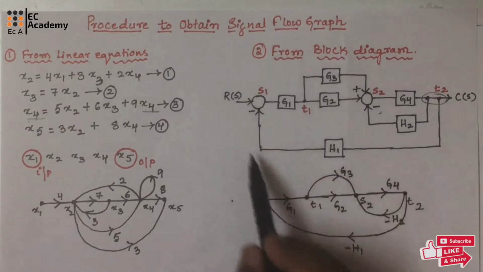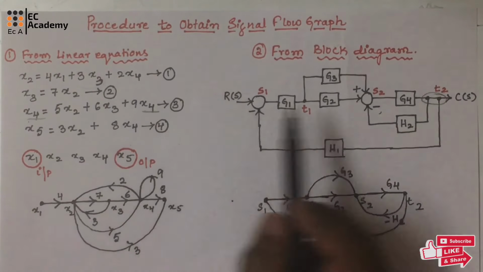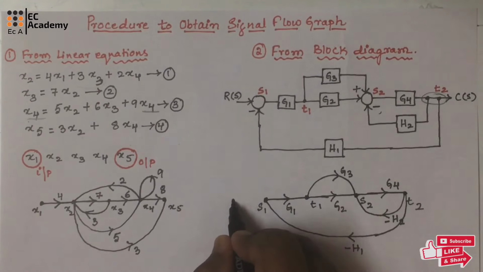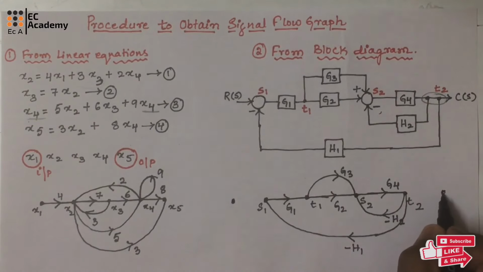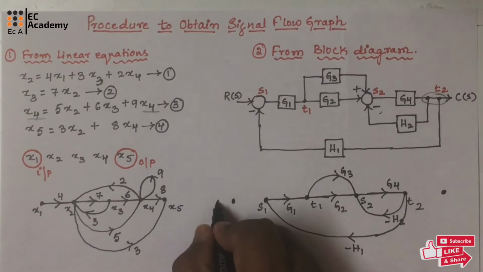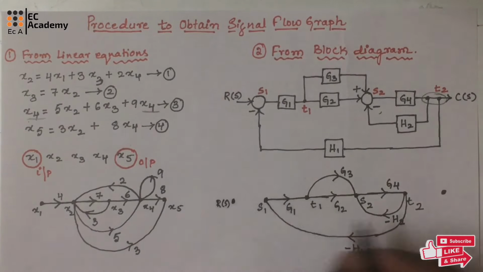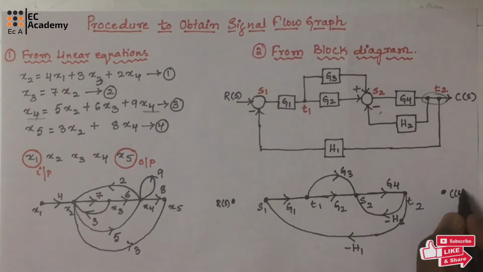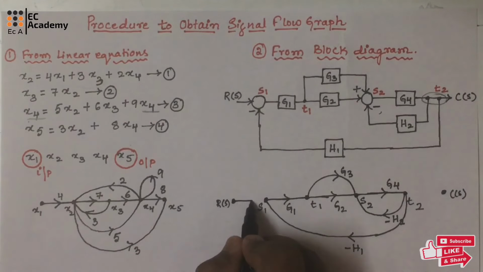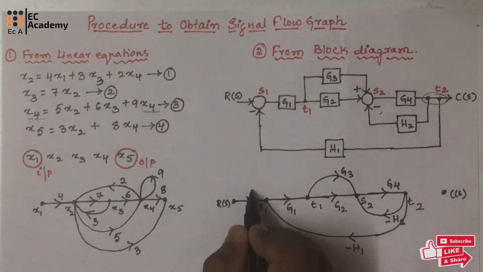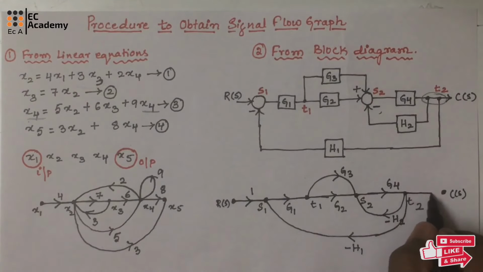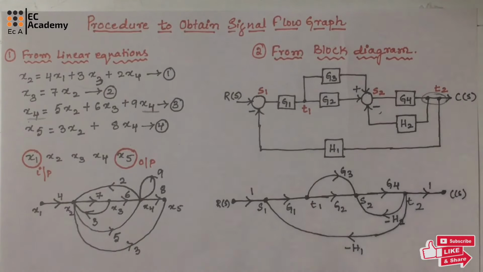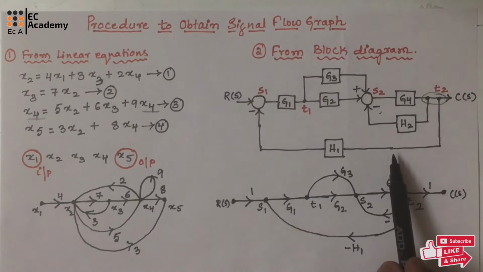After drawing the signal flow graph, we need to represent input and output using dummy nodes. Let us call them RS and CS. Let us join them using a branch, and the branch gain should be 1. This is the overall signal flow graph for the given block diagram.